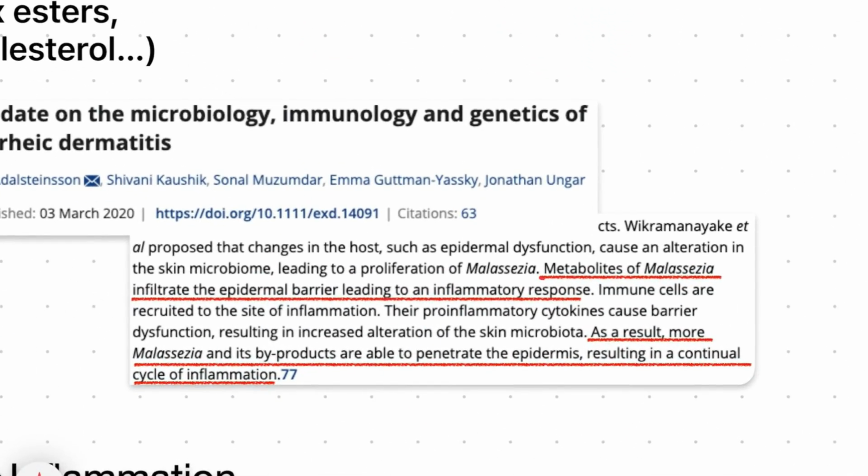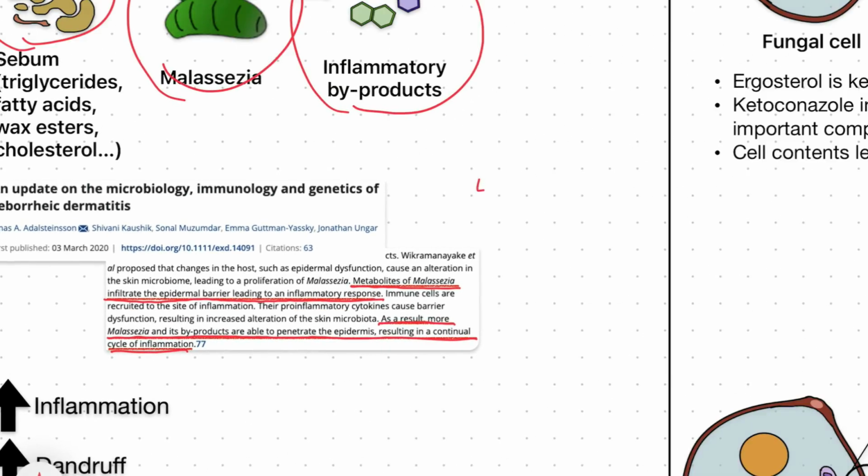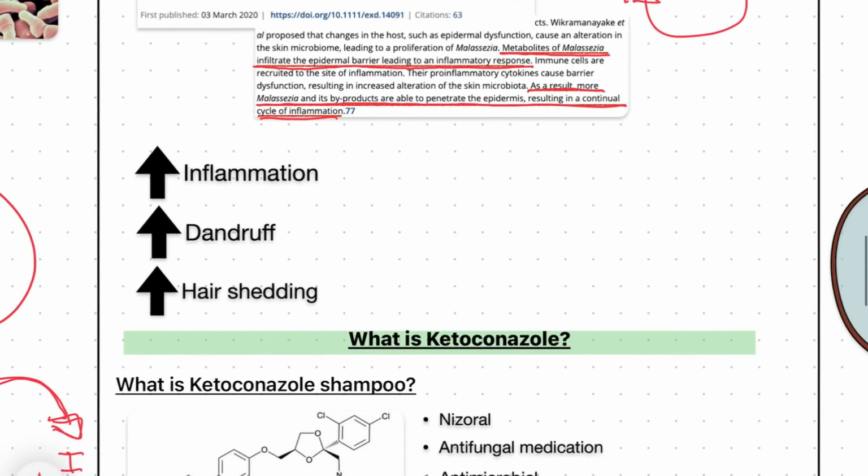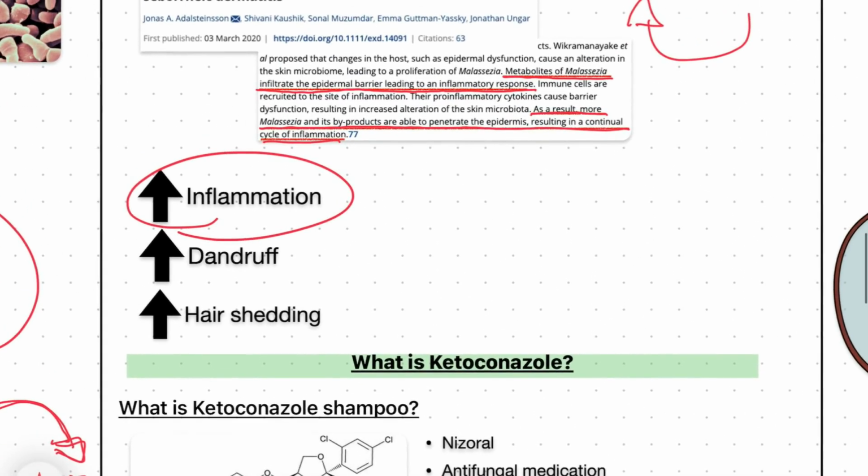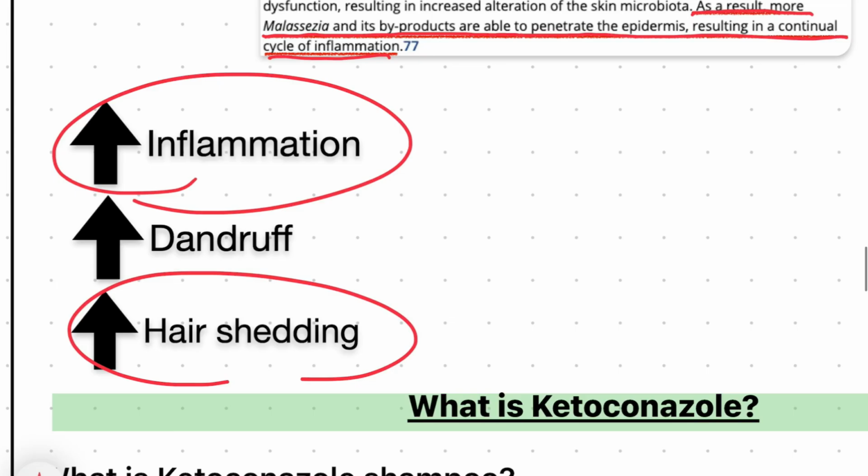And we can see from this study that metabolites of Malassezia infiltrate the epidermal barrier, leading to an inflammatory response. And as a result, more Malassezia and its byproducts are able to penetrate the epidermis, resulting in a continuous cycle of inflammation. So once again, we have that feedback loop leading to inflammation, which again, we know can impact hair shedding, hair thinning, and also dandruff.